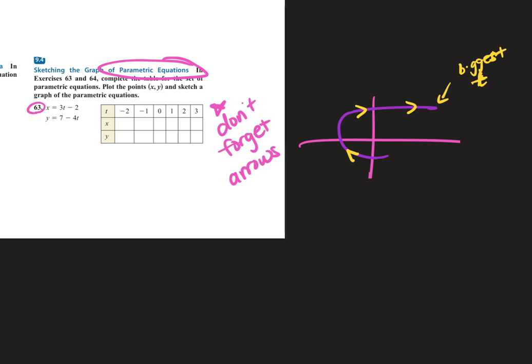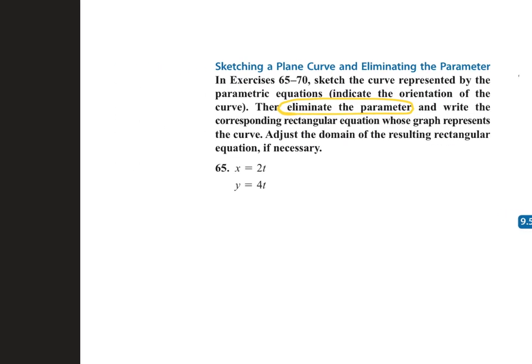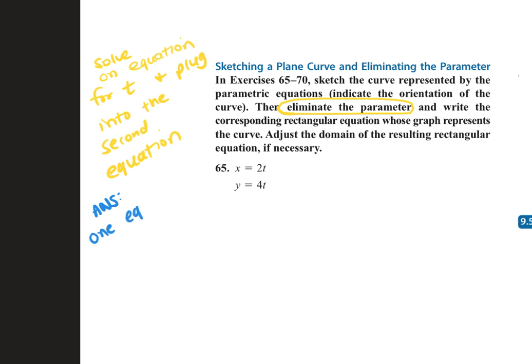Then the second type was eliminating the parameter. So for these, we solve one equation for t and then plug into the second equation. And your answer is one equation with no t. You eliminate the parameter, and the parameter is t.